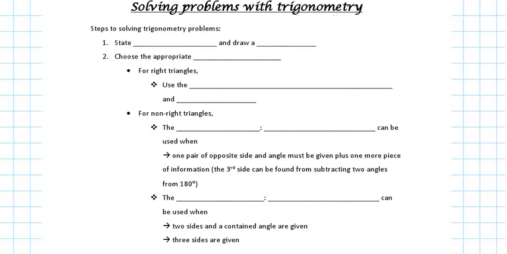Okay, so the first step to solving trigonometric problems, you're going to state the given and draw a diagram. Then you're going to choose the appropriate formula. So for a right triangle, you're going to use the trig ratios, which is SOHCAHTOA.